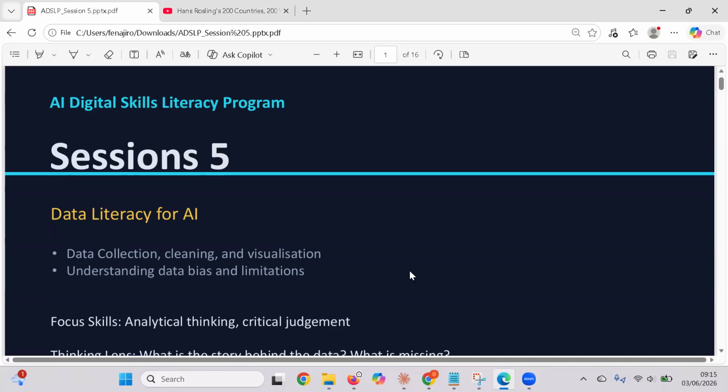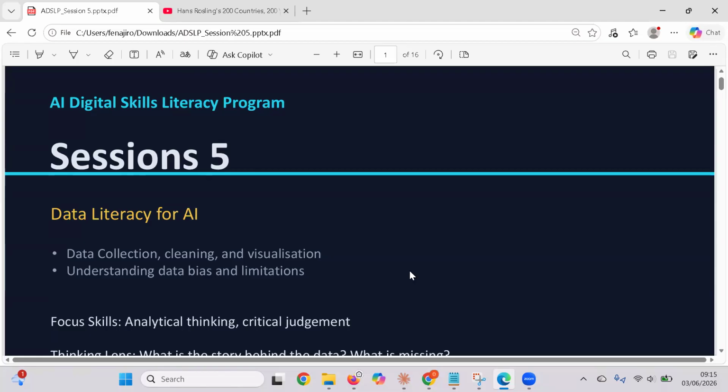Welcome to session five. In session five, we are building on what we have learned so far. What we are building on is really simple and straightforward: our prompt engineering skills. And in this session, we will be looking at data literacy for AI.